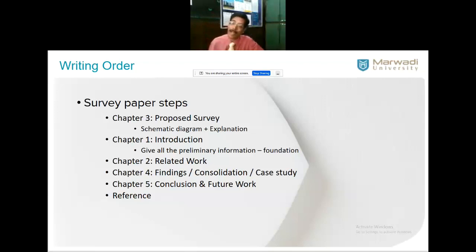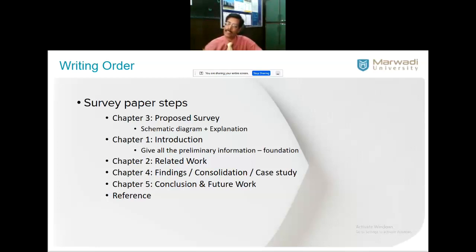About the writing order, I insist on it this way. Like when a movie is shot, the first scene will not be shot first. It may be shot somewhere else, but they will sequence it later. So I also always insist that my scholars start with chapter 3. Write the proposed survey, the schematic diagram and the explanation. That is what I want in the first work. Once you get it approved, then you go for the introduction.